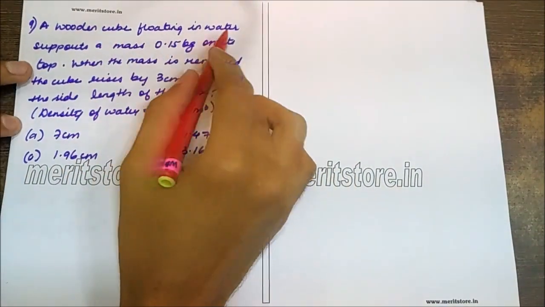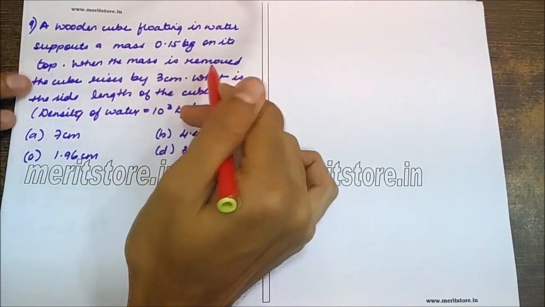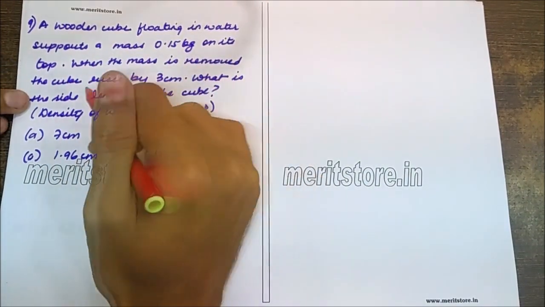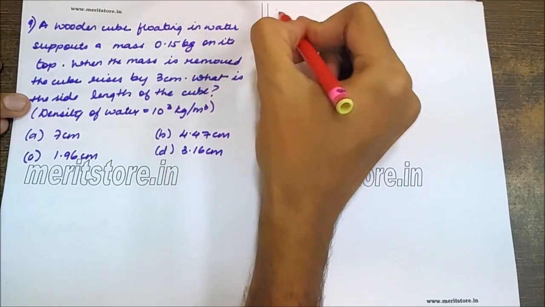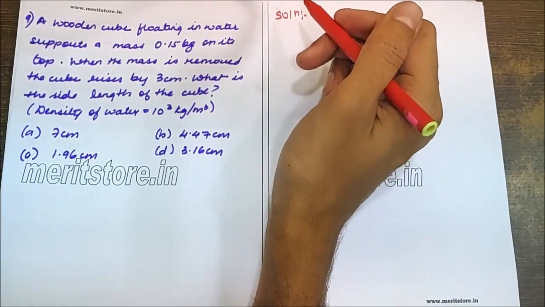A wooden cube floating in the water supports a mass 0.15 kg on its top. When the mass is removed, the cube rises by 3 centimeters. What is the side length of the cube? We need to find the length of the cube.